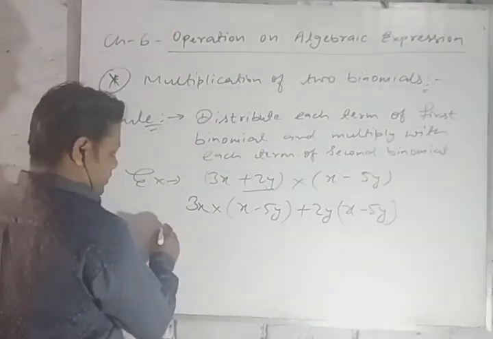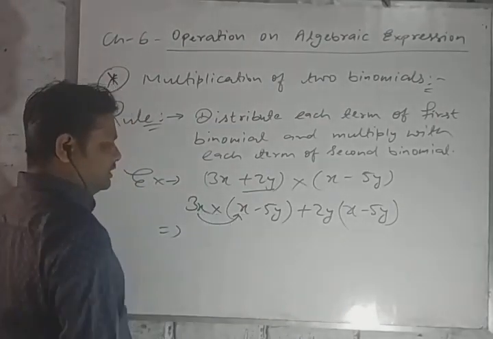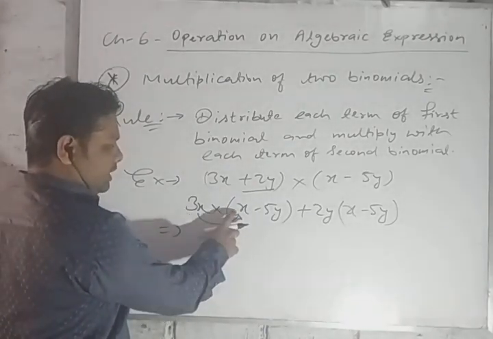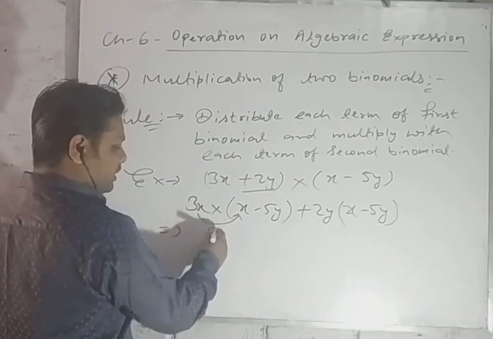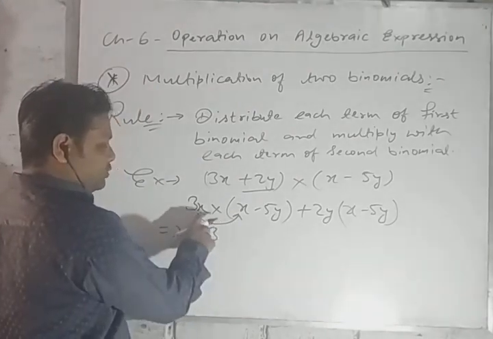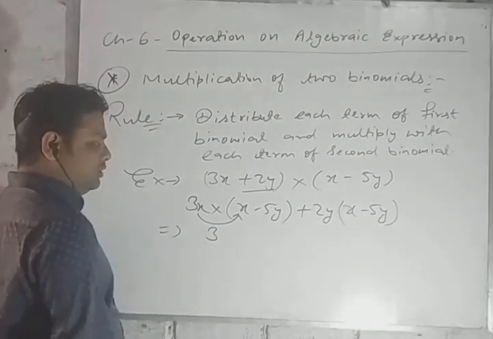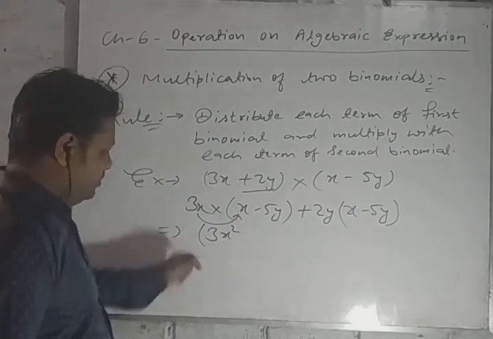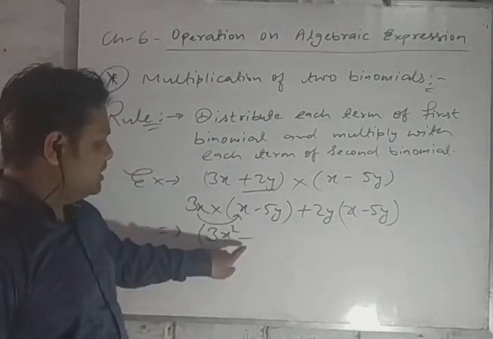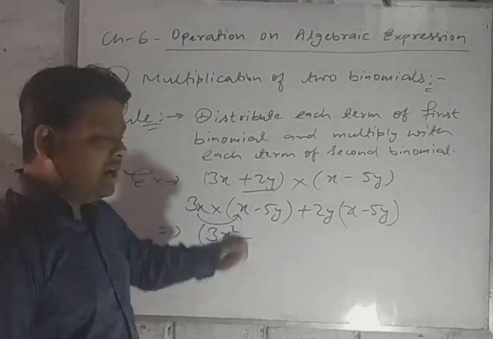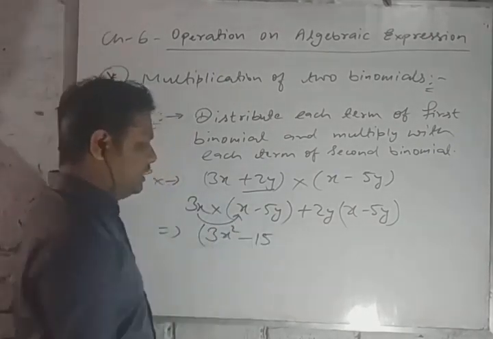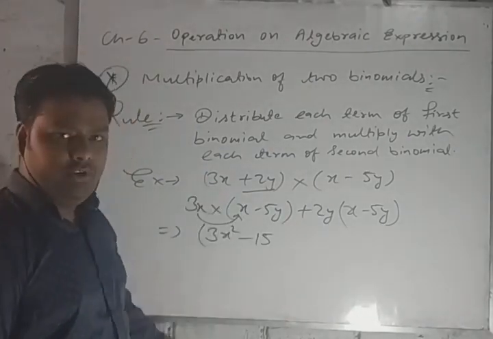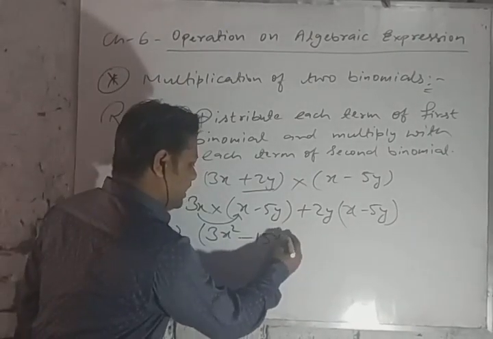Now, at first we will multiply 3x into x. What will it be? 3 is the constant term, and here the constant term is 1, so 3 into 1 is 3. Now it is x to the power 1, and here x to the power 1 also. So 1 plus 1, that is x to the power 2. 3x square. Now we will use the bracket also. Here a minus sign, so we will write minus. 3 times 5 is 15, so we will write 15 as the constant term. Now x into y, these two are unlike variables, so we cannot multiply them. So directly we will write xy.